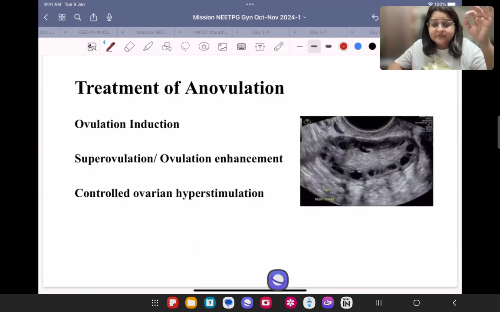Okay, now coming to the treatment. Treatment of tubal factor we've discussed. Let's start with treatment of anovulation. And the most common cause of anovulation is PCOS. So here I'll be discussing about PCOS also, which is a very, very important topic.